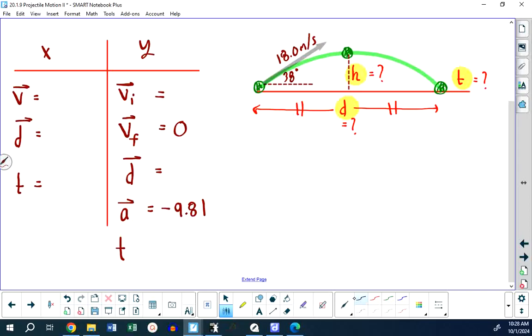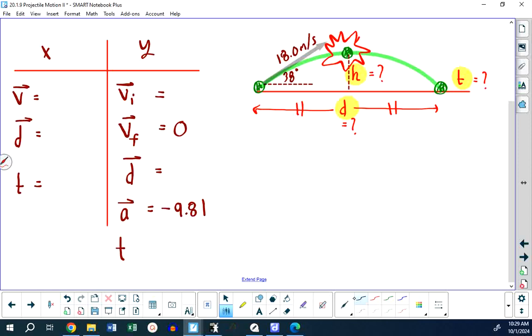vf is 0 vertically. I am going to be talking about this point in time. That's the point in time I'm interested in. So when I get a time in this calculation, it's going to be the time to that point. When I use that time to find this horizontal distance, that will be half the total distance, and that time will be half the total time. But when I find d under vertical, that will be the maximum height. And by using that point at the top that I've indicated, it allows you to say vf is 0.